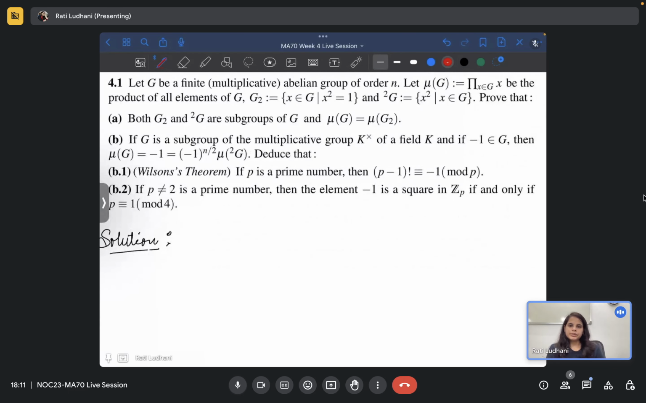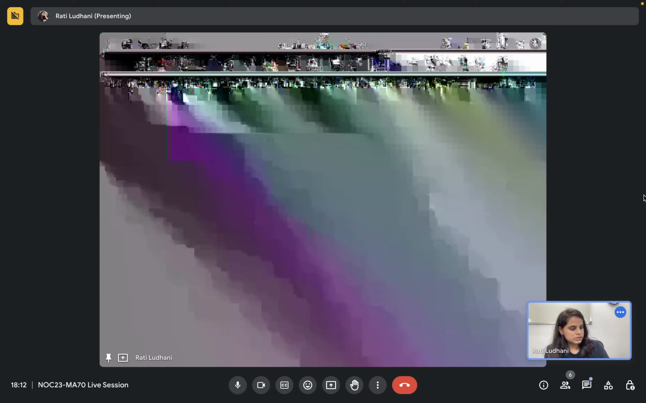Let G be a finite multiplicative abelian group of order n, and let mu G be equal to the product of all the elements x in G. So this is some notation, so let's write it down. G be a group, so it is finite, and this is a group.